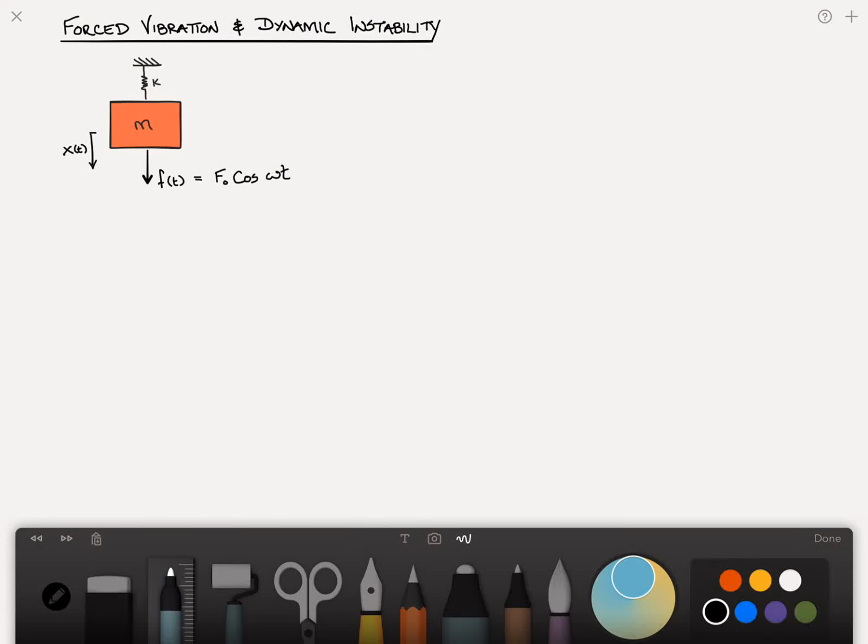In this video, we'll examine forced vibration of the single degree of freedom system, and we will look at dynamic instabilities that can occur. Once again, we're looking at our mass spring system. We assume that there's no damping.